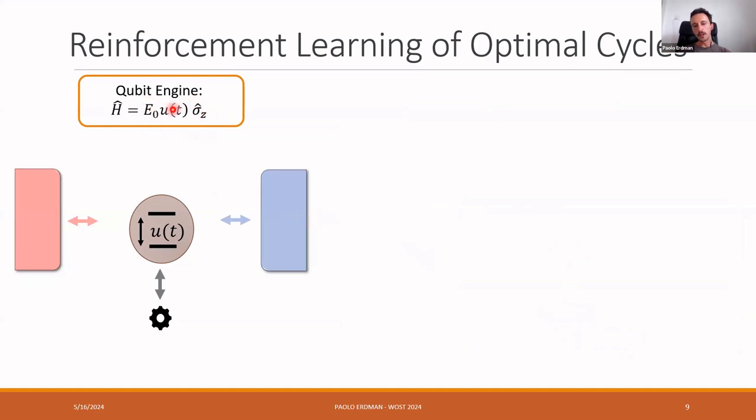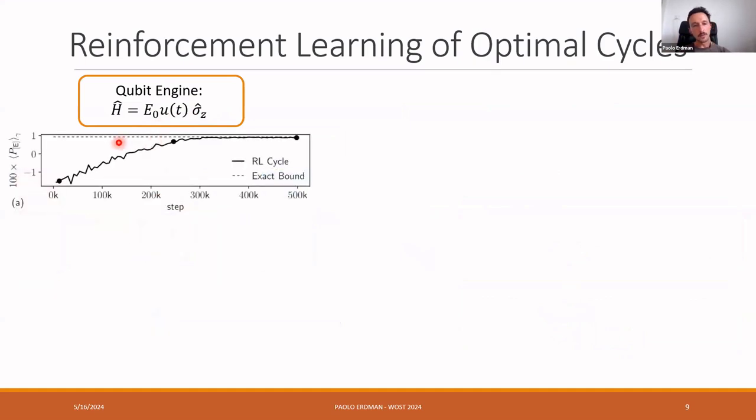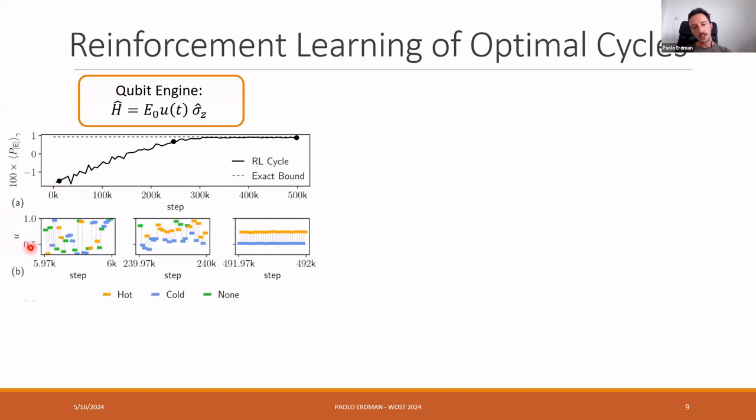So we first applied it to arguably the most simple model of a heat engine, so simply a two-level system where our control is simply the level splitting of the qubit of the two-level system. And what we find, so here we show the power of the engine as a function of this training step. So each step is one single dt evolution. So this is not a full cycle, but it's just a single dt evolution. And these are the actions U, so the control, as a function of time that was chosen by the method, zoomed in around these 3 points during training.